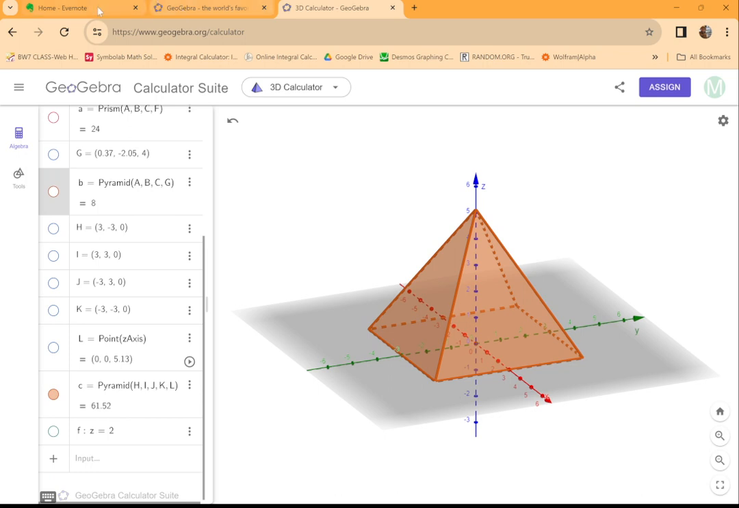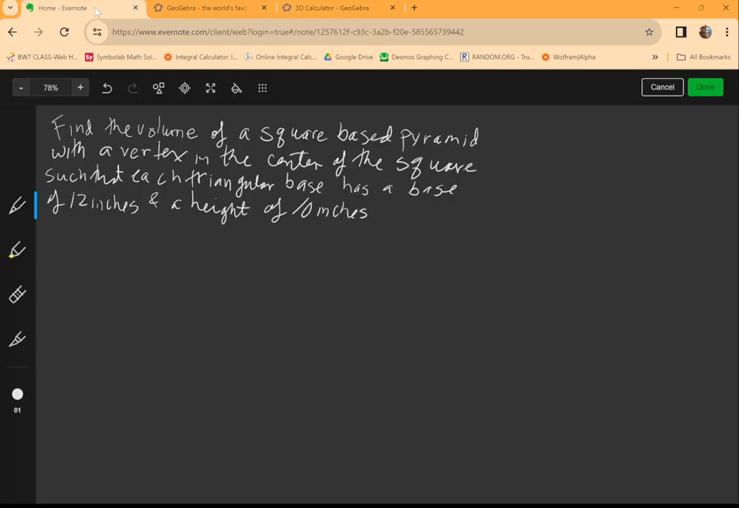So here, let me switch over. The volume of a pyramid is area of base times the height over 3. Since the base is a square, the area of the base is whatever the side is squared, times h over 3.